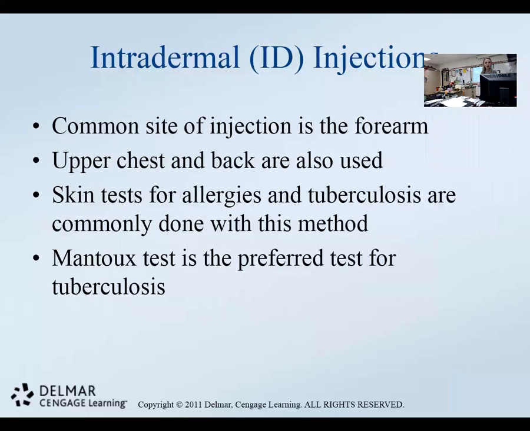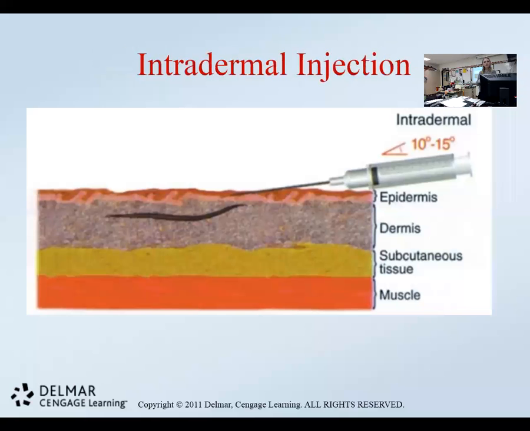Usually used at the forearm, upper chest, and back. A lot of times this is used if somebody has an allergy test, where they give them all sorts of things that might cause allergies. Usually they'll map it out on their back. That's what it's given with. So this shows you the layers of the skin, and it should just go in at the very top layer of the skin.